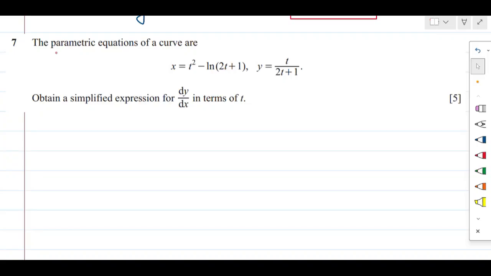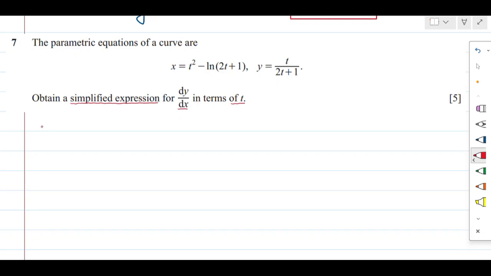Question number 7. The parametric equations of a curve are x in terms of t and y in terms of t. Obtain a simplified expression for dy by dx in terms of t. Okay. So basically we have to apply the chain rule. First differentiate x with respect to t, then differentiate y with respect to t, then we apply the chain rule to get dy over dx, right?